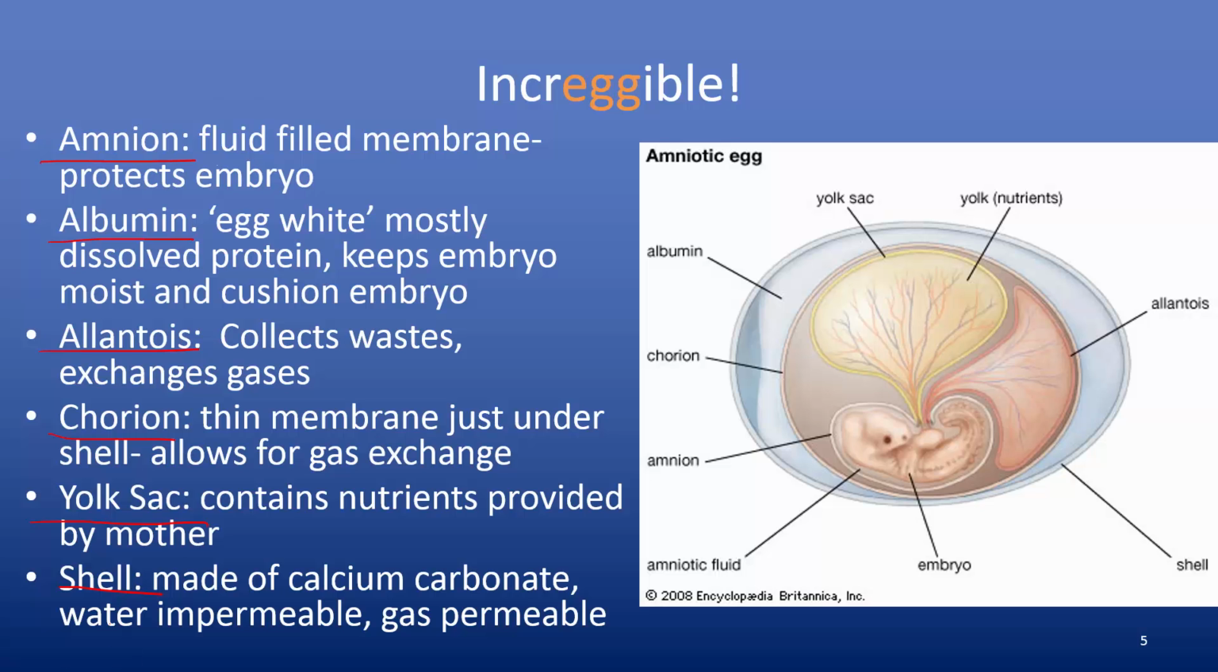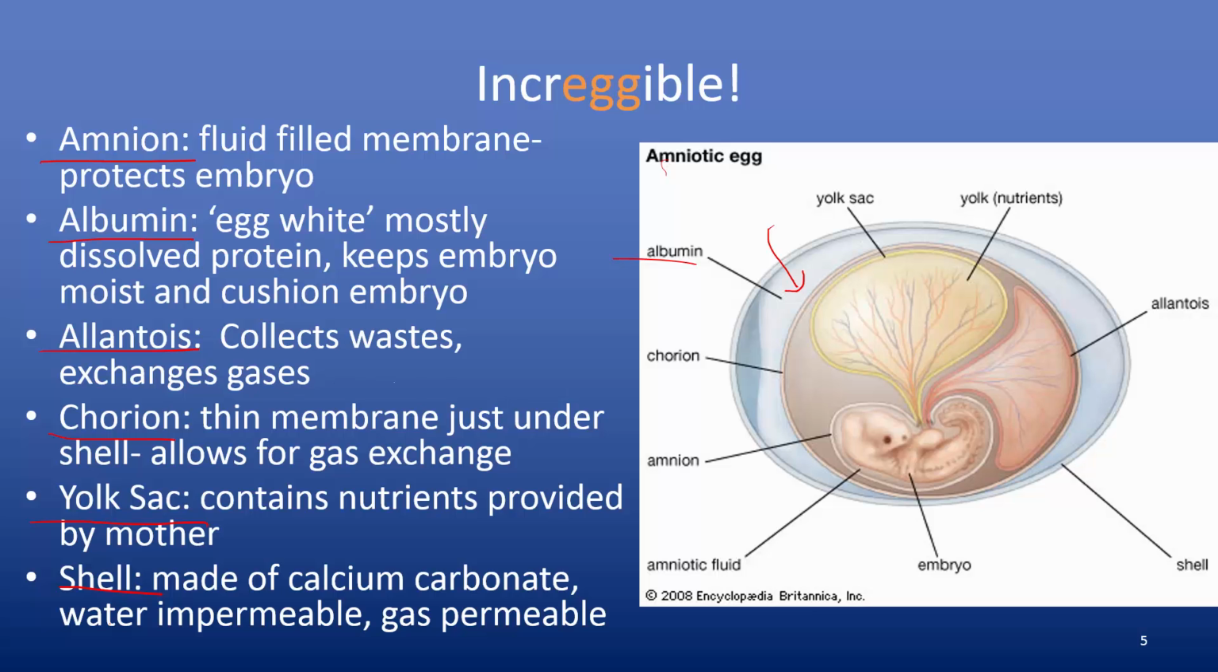So amnion, real quick. It is a fluid-filled membrane that protects the embryo. So the amnion is right here. That is this white little membrane that goes around. Okay? So it's fluid-filled and it helps for protection of the embryo. The albumin, this part right in here. Okay, so right here, the albumin. That is what is also known as the egg white. It's mostly dissolved protein. It keeps the embryo moist and it helps to cushion the embryo as it moves around, or as the egg would move.